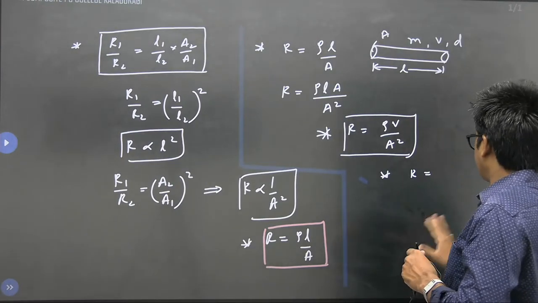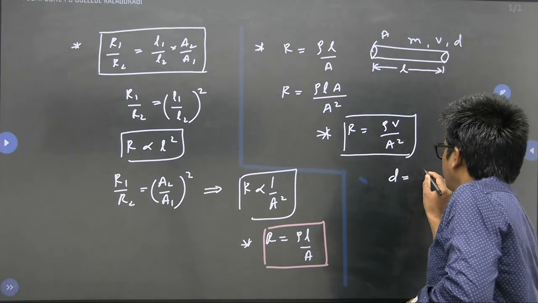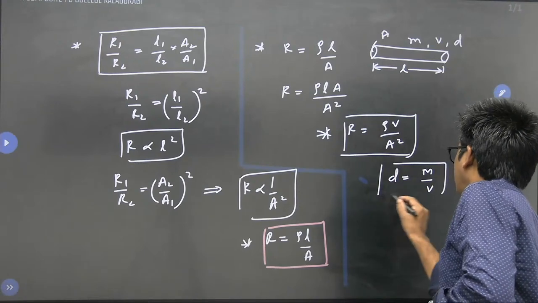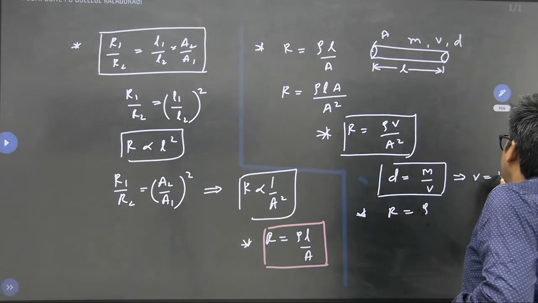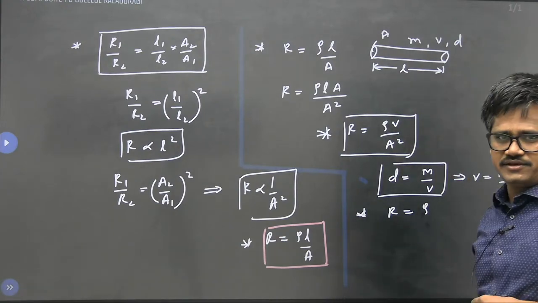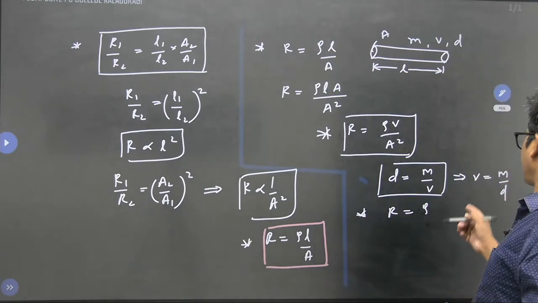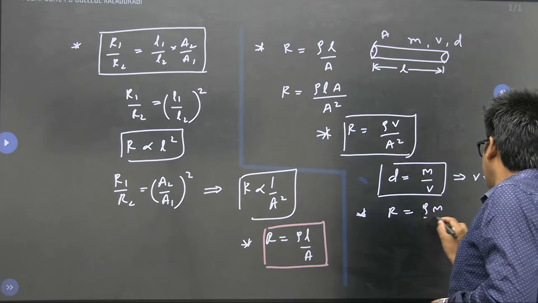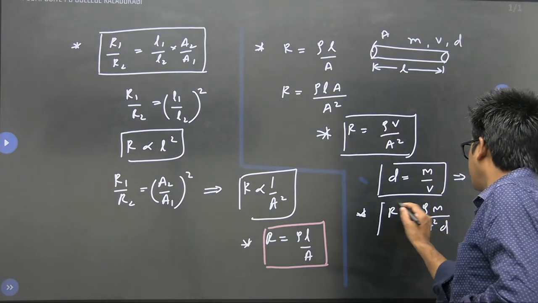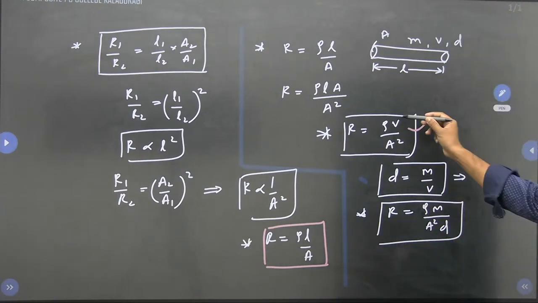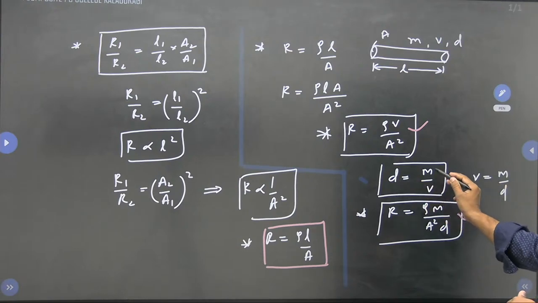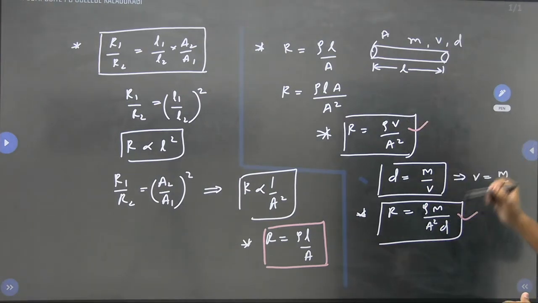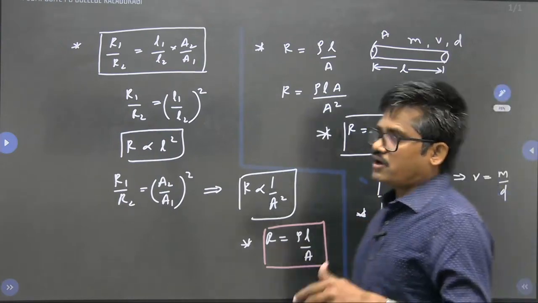Density of material will be mass by volume. Using this density formula, I can replace here. So resistance is equal to rho times volume, and volume can be written as mass by density, divided by area square. In place of volume, I have written mass by density, since density is mass by volume. So this is resistance in terms of mass and density. Like that also you can go. There are different formulas for the resistance of a wire.